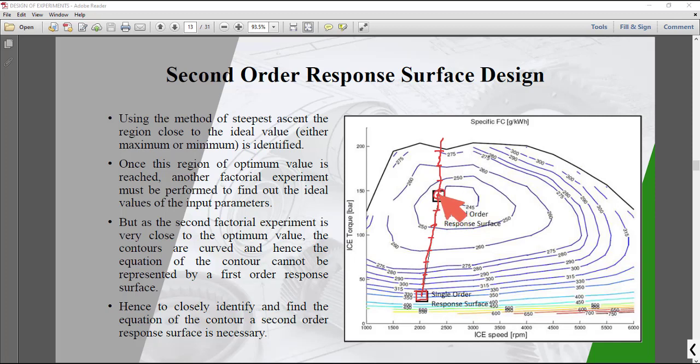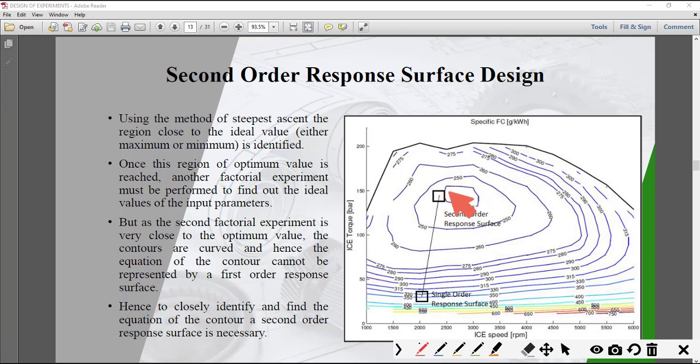So we will again perform a full factorial experiment around this central value. We are going to perform a full factorial experiment around this central value. But in this case, what is happening? In this case, because the contour is itself curved, see, the contour is not a straight line, the contour is curved. So if we try to fit a straight line over here, we will get the wrong value. We will get the wrong equation for the contour. So what do we have to do? We have to use second order response surface design.